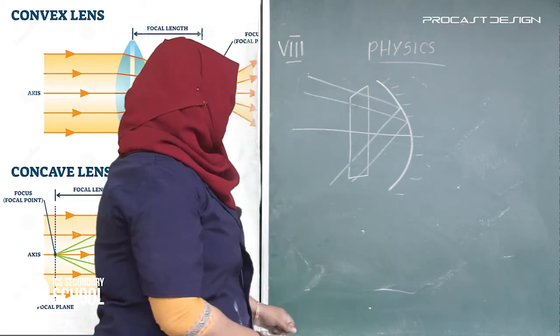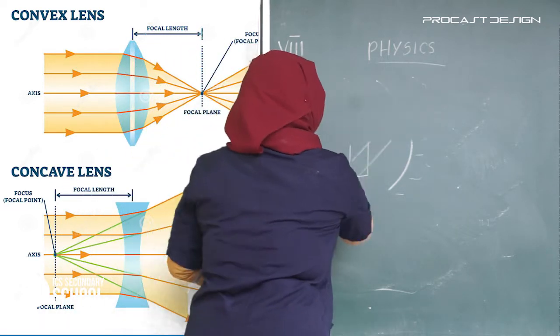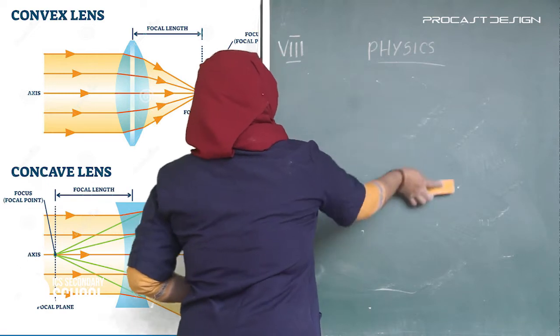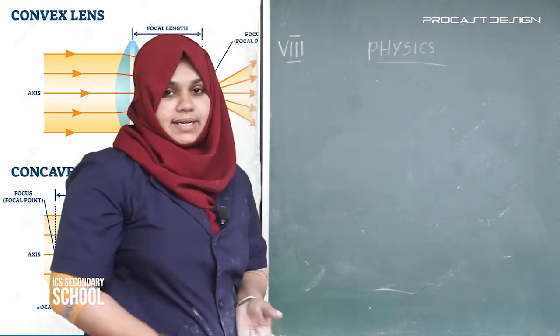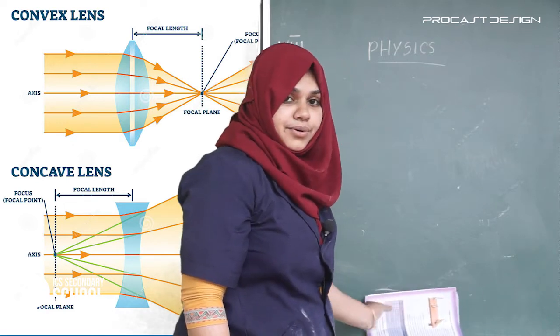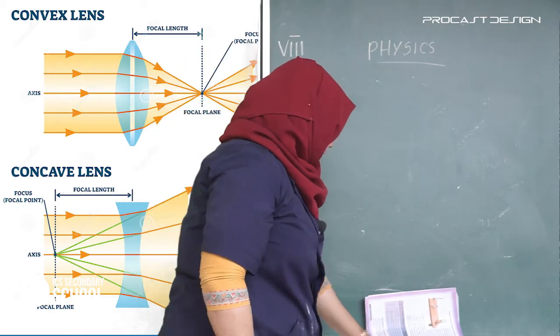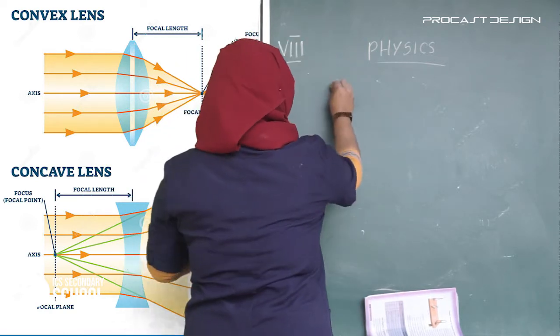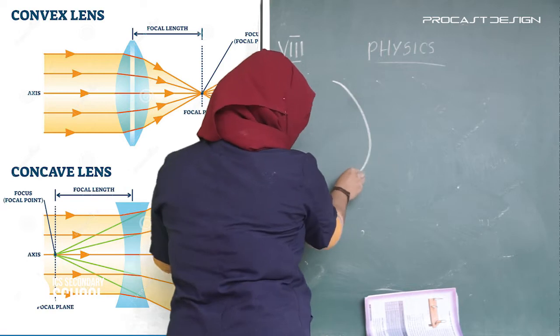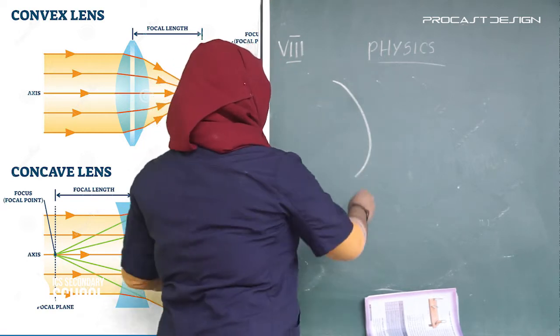Next, ray diagram of spherical mirrors. How to draw the ray diagram of spherical mirrors? Before that, we learn about how to draw the ray diagram of spherical mirrors. First, if the ray of light is incident, in your textbook page 197, all of you complete that.